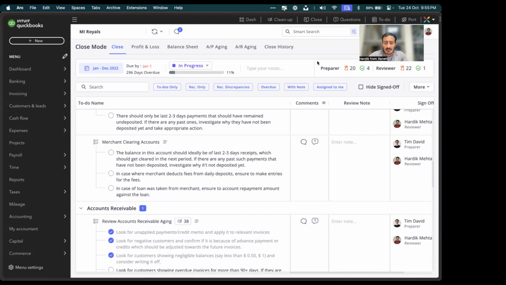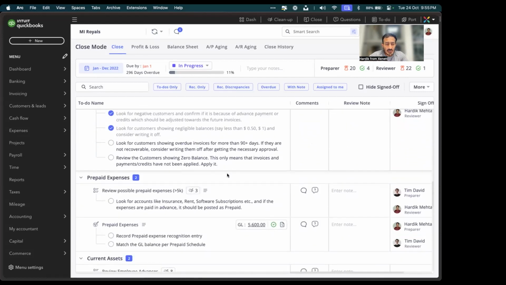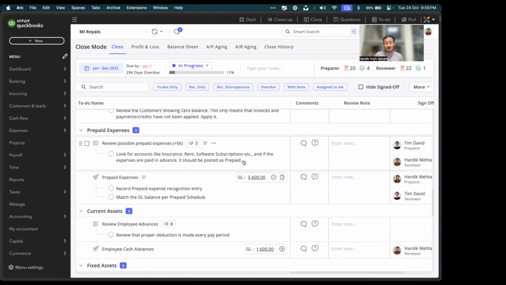All right, now let's talk about, let's say, prepaid expenses. What exactly do we check whenever we work on prepaid expenses? I'm not going to explain what prepaid expenses are, it's pretty basic. But the number one thing that I check is being able to identify what should even fall under prepaid expenses.